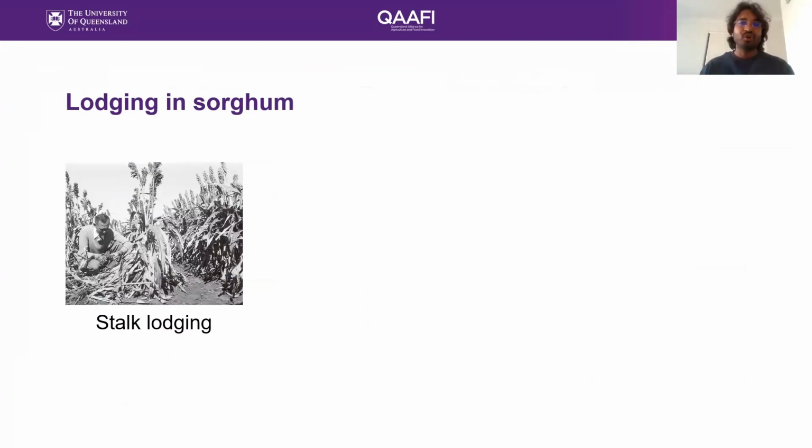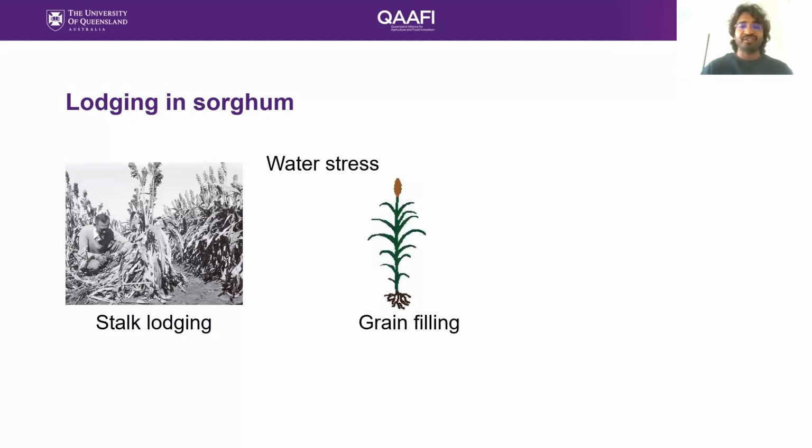Lodging is a significant challenge in sorghum, as it is in other cereal crops. However, unlike many other cereal crops, sorghum can remain alive after the grain filling stage if water is available. This makes the expression of lodging more complex. In Australian sorghum growing environments, lodging often occurs when plants express terminal water stress.